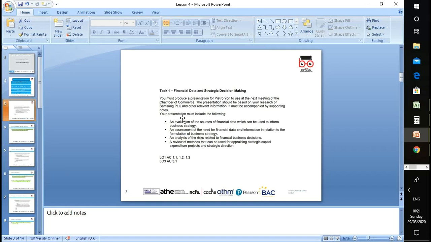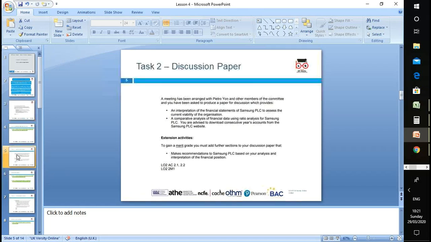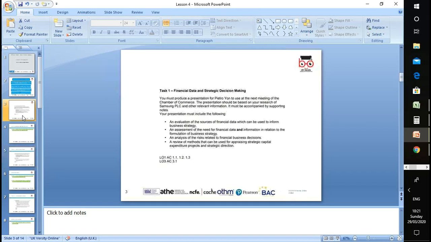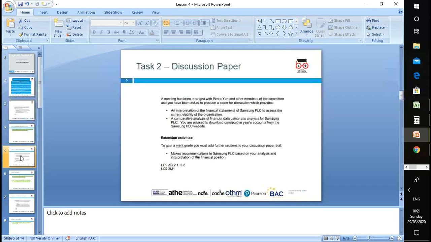Any question regarding task 1? No. Okay, then we have task 2. So for task 1, you have to prepare the PowerPoint slides, and task 2 is a discussion paper. In this interpretation of financial statements, we're looking at information from the income statement, information from the statement of financial position, and cash flow.